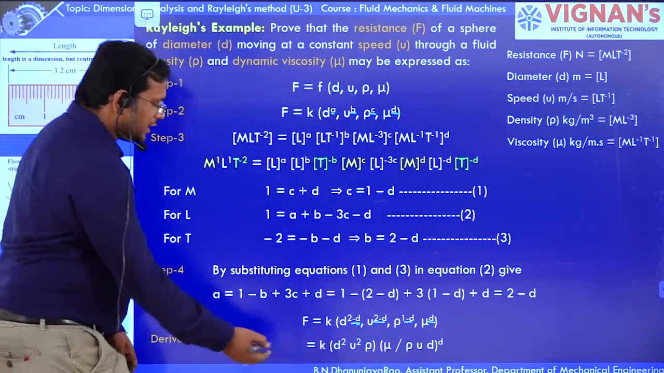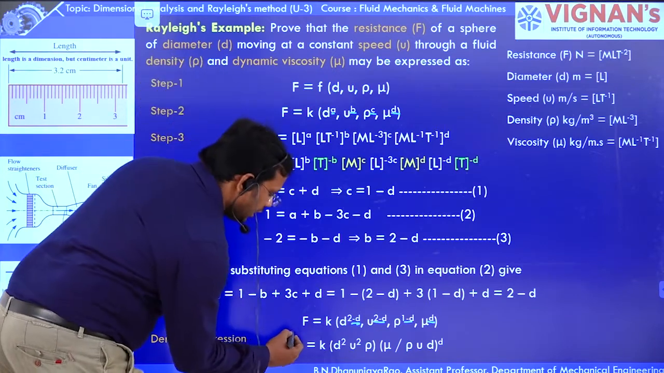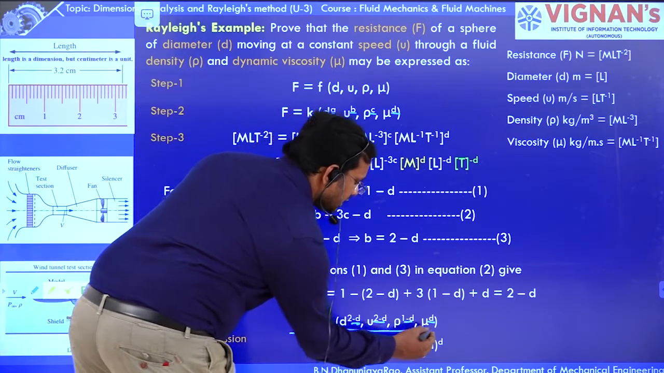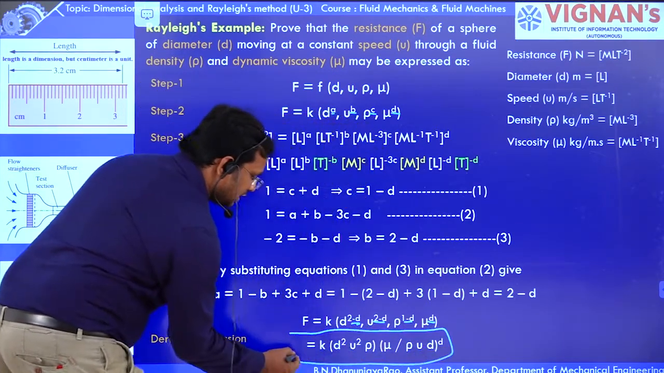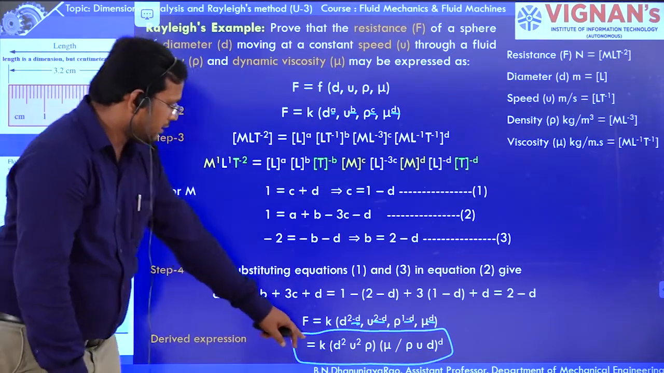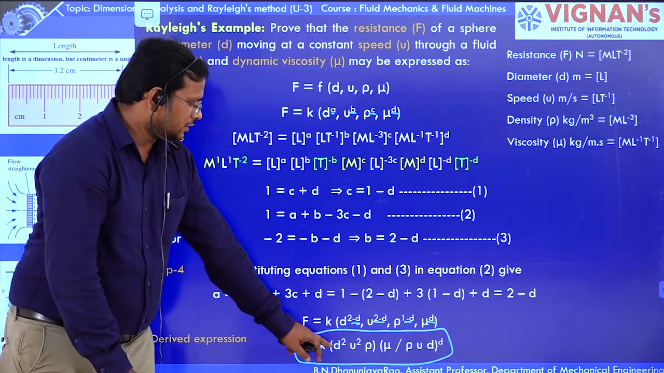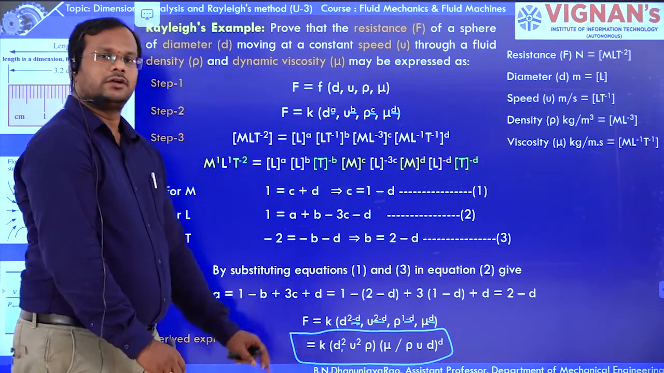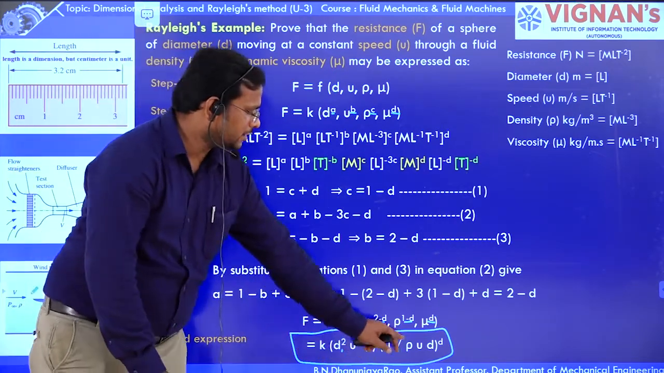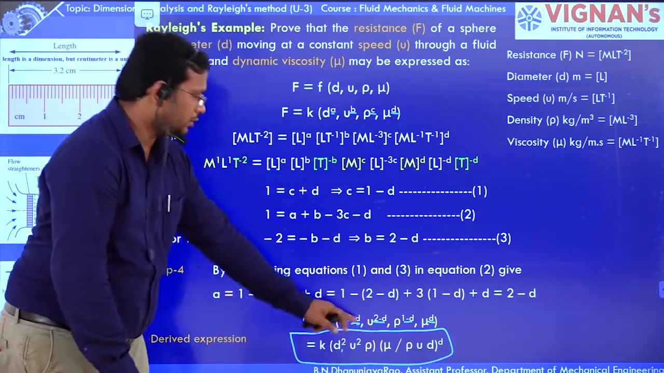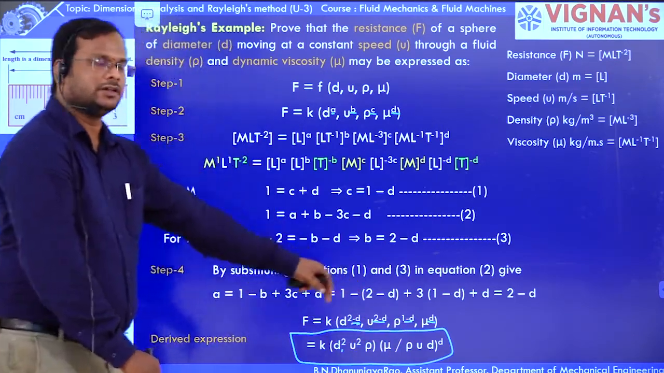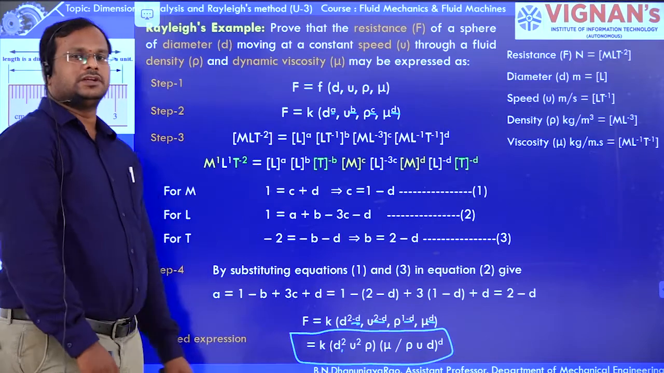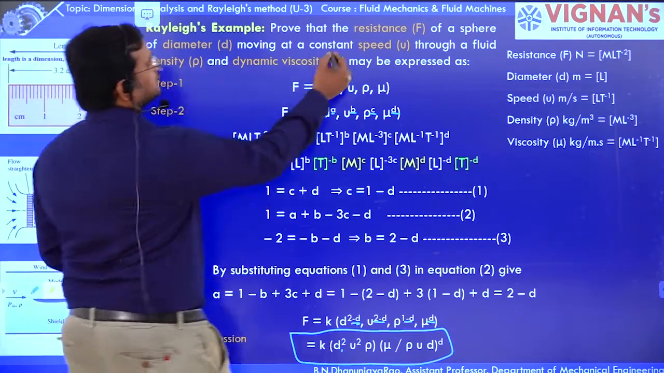So finally we have an expression for the resistance. Here it is: K multiplied with D square U square rho into mu by rho U D power D. So here is the final expression for the particular resistance F.